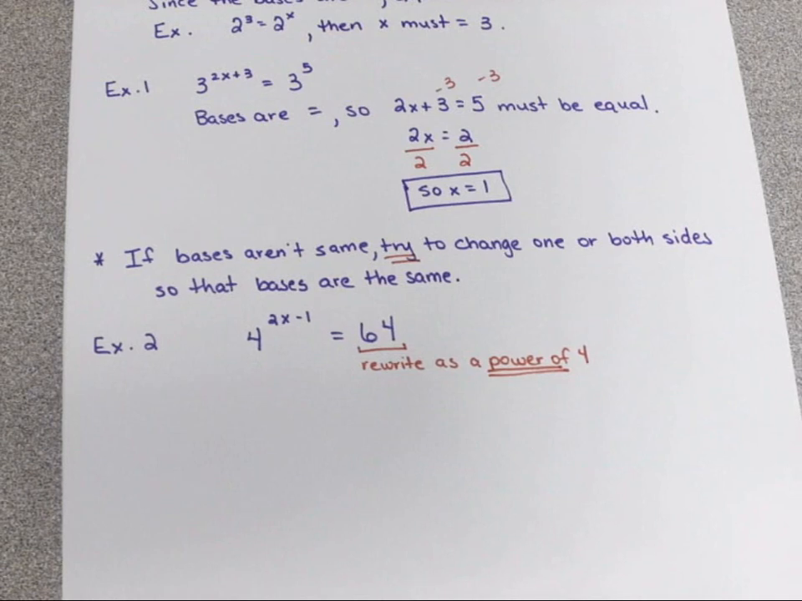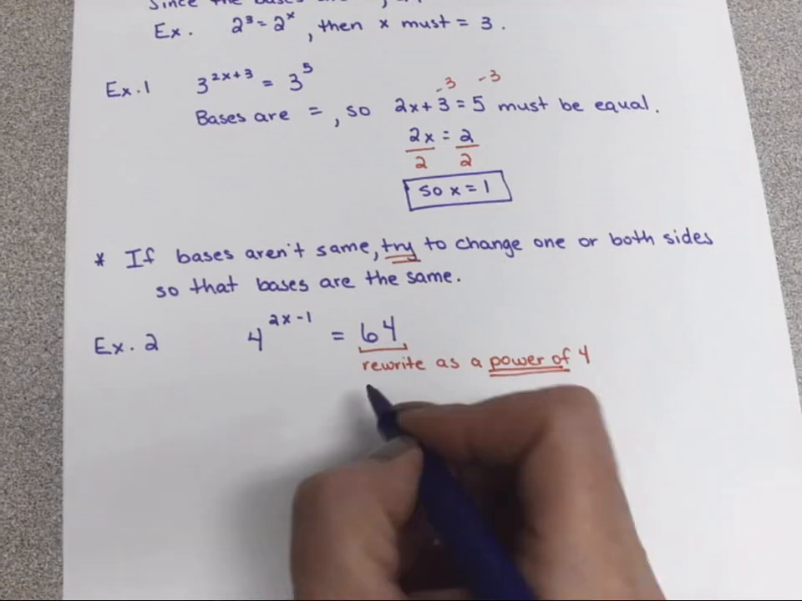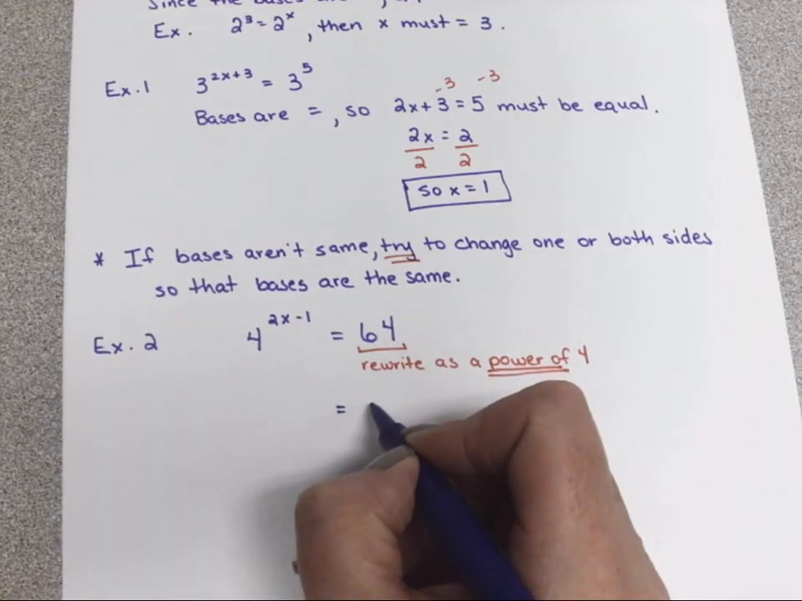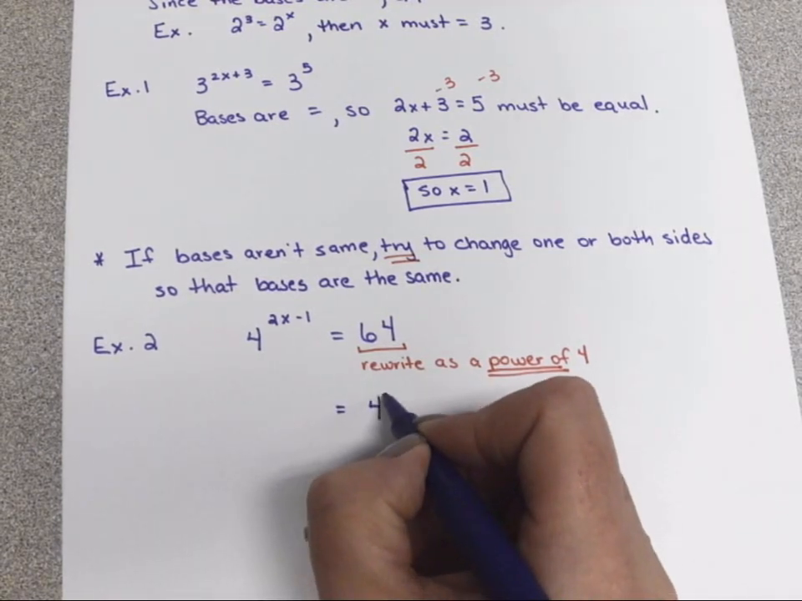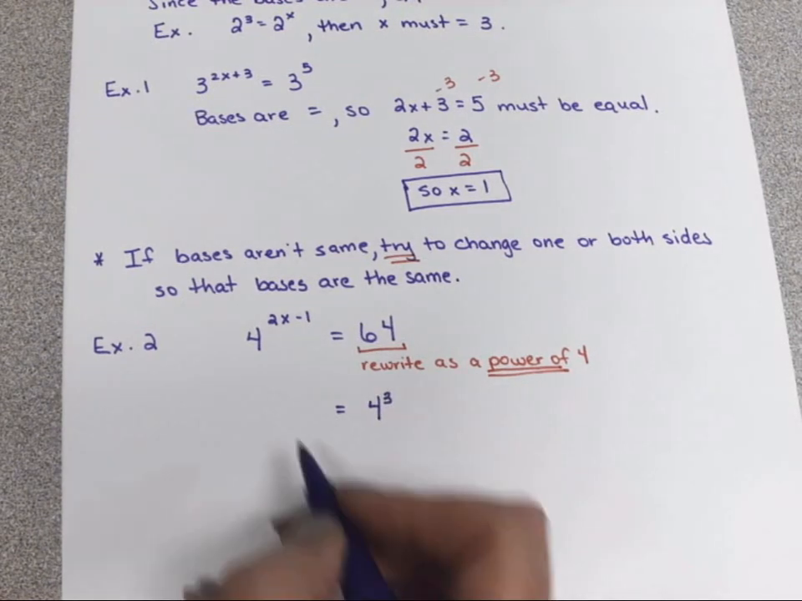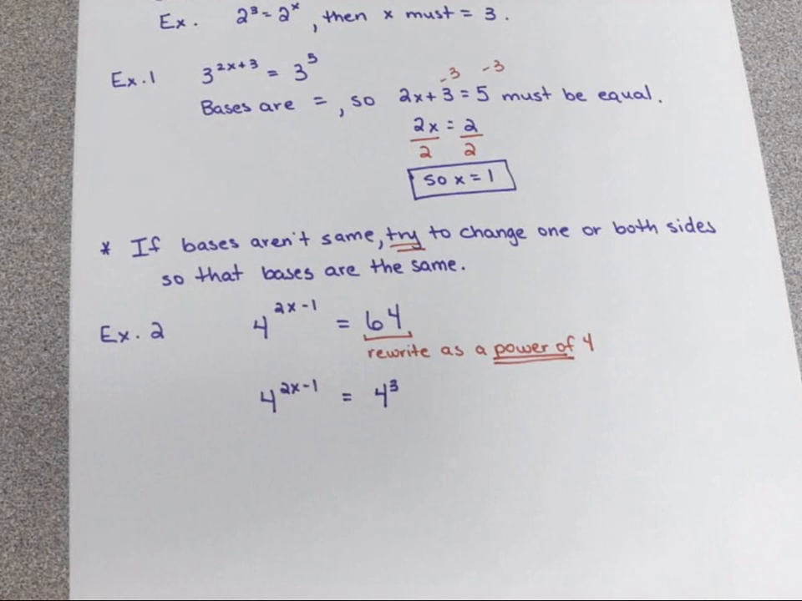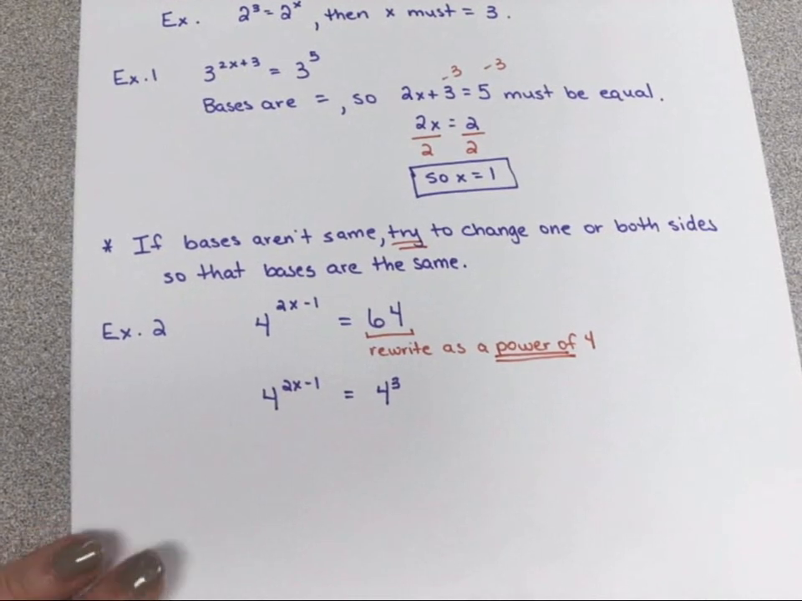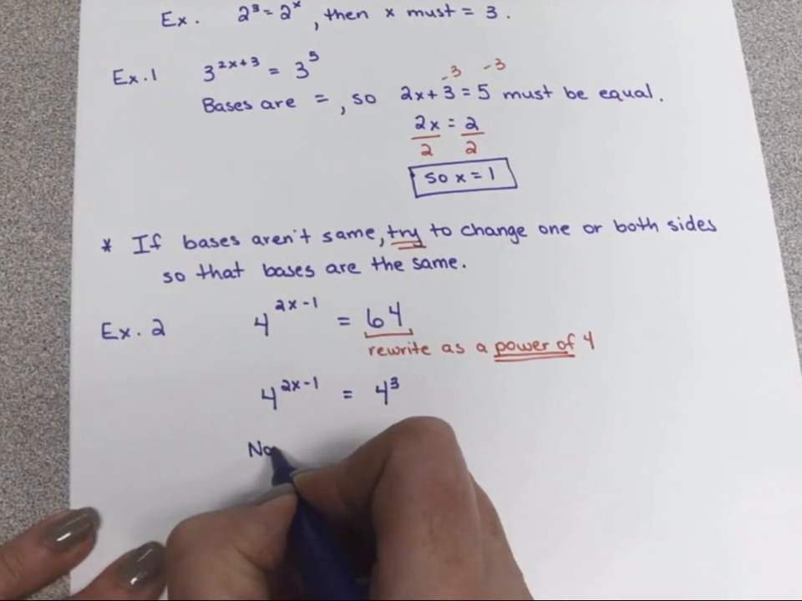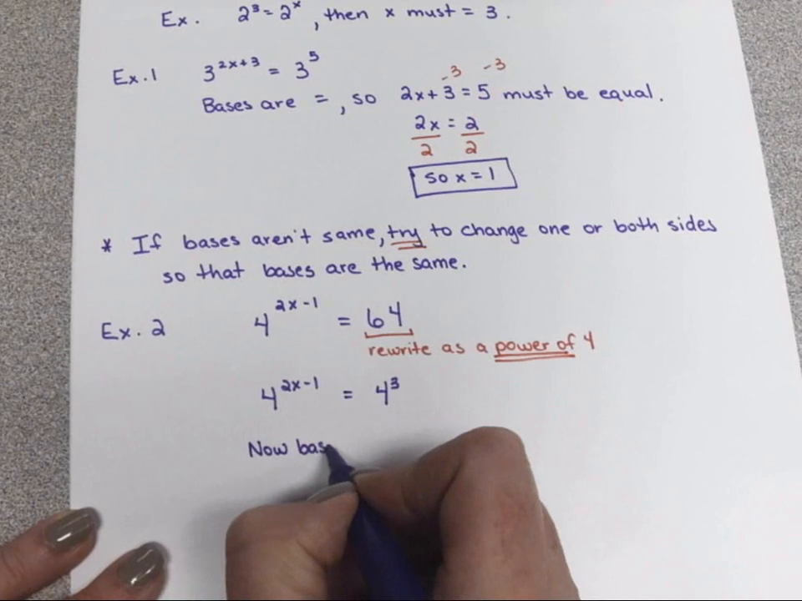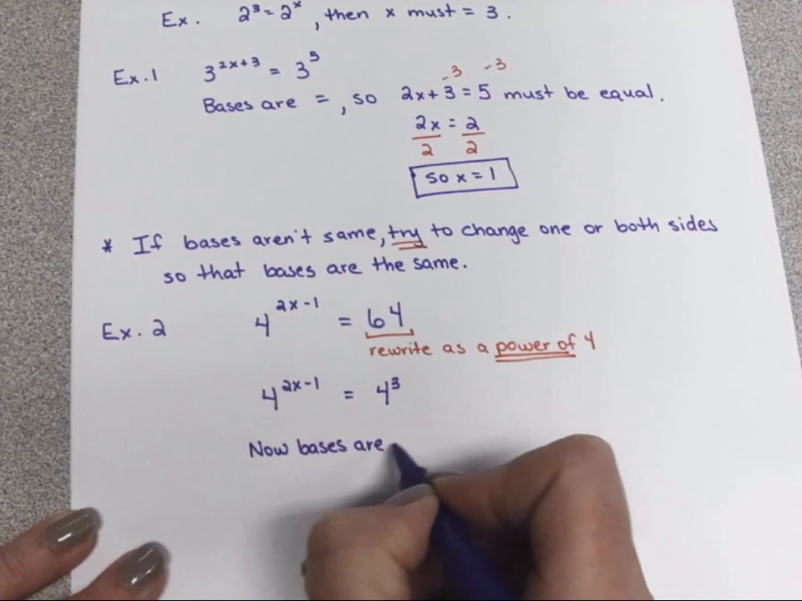Okay, so how many 4s does it take to multiply by each other to get to 64? Like 4 times 4, 2 of them, is only 16, right? So how many do we need to get to 64? 4 times 4 times 4, right? 3 of them. So we could rewrite 64 as 4 cubed. Notice I'm not doing anything to the left because it already is a power of 4. Okay, so now what do you notice that wasn't true before? Now the bases are equal.